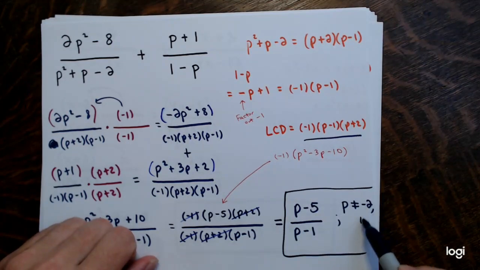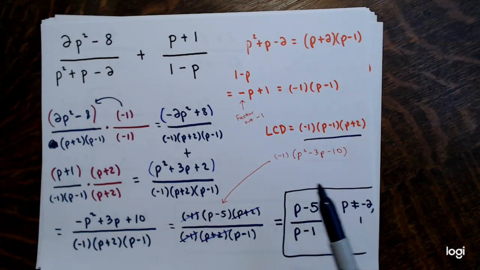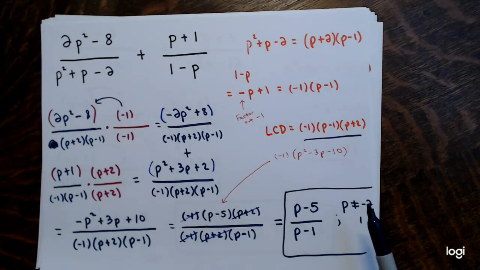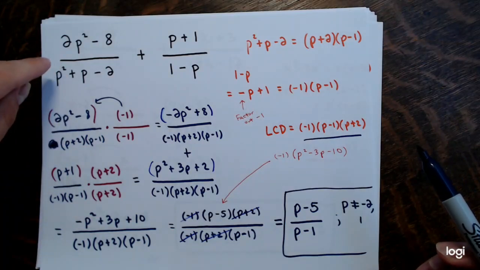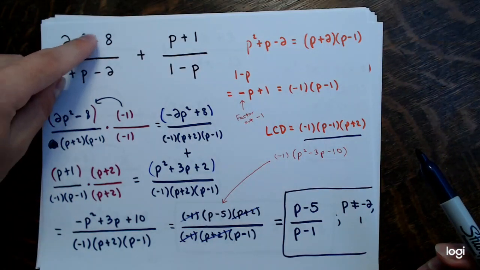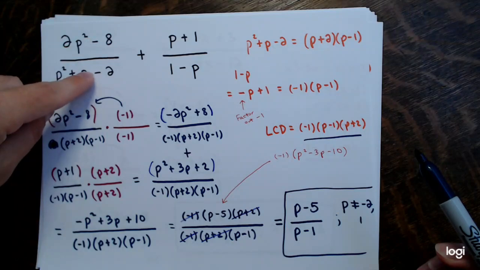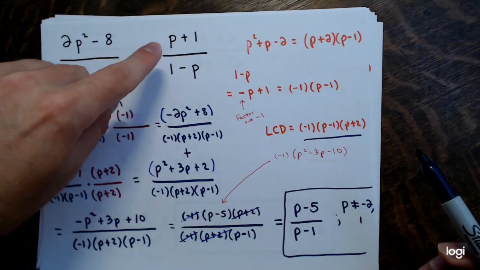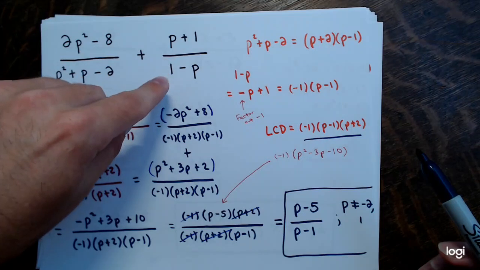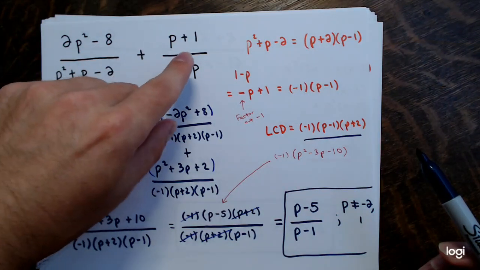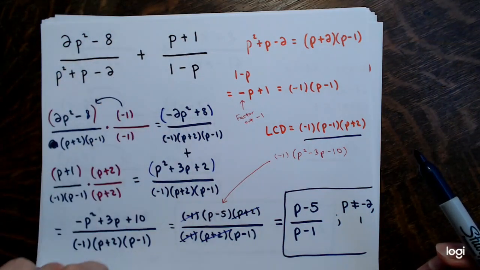So this is all good. Sorry about the edge of the page here. But this fraction plus this fraction is equal to this fraction, p minus 5 divided by p minus 1, as long as the value of p is not negative 2 or 1. And try it out. Plug in 0. I think 0 would be an easy one to do out loud here. If p were 0, this would be negative 8 over negative 2. Now negative 8 divided by negative 2 would be positive 4. And 0 here and here would make this 1 over 1. So 4 plus 1 is 5. I'd get 5 up here when p is 0.